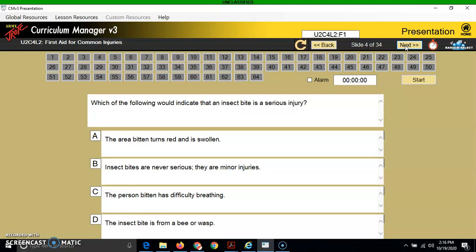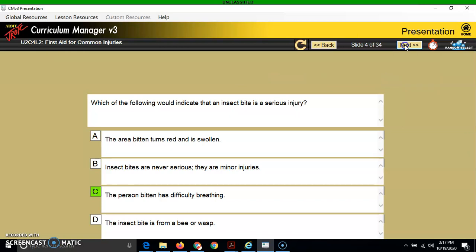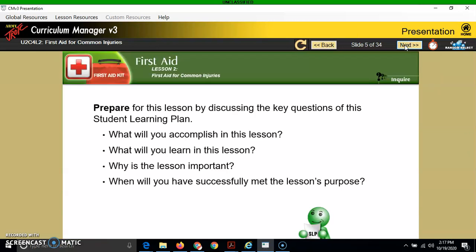Which of the following would indicate that an insect bite is a serious injury? The area bitten turns red and is swollen. Insect bites are never serious, they're minor injuries. The person bitten has difficulty breathing, or the insect bite is from a bee or wasp. And if it's a serious injury, it's going to be C, the person bitten has difficulty breathing. That would require definitely medical attention. They're having an allergic reaction.